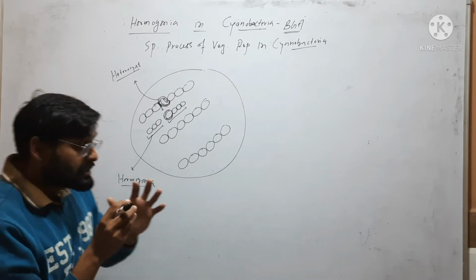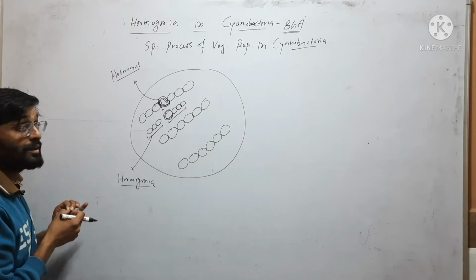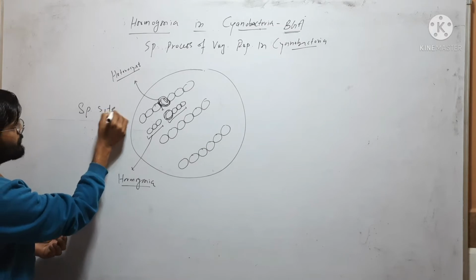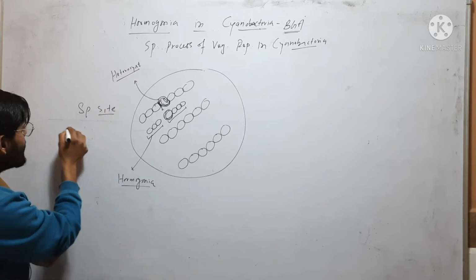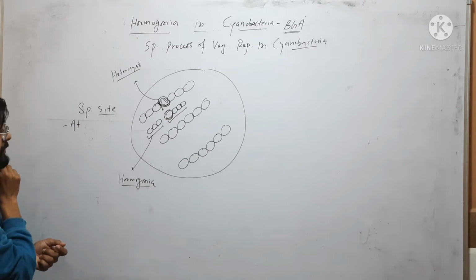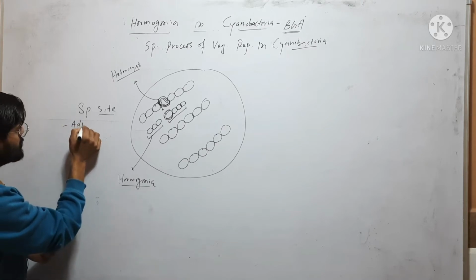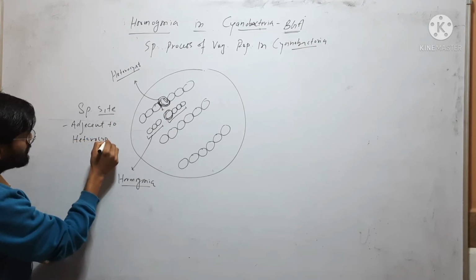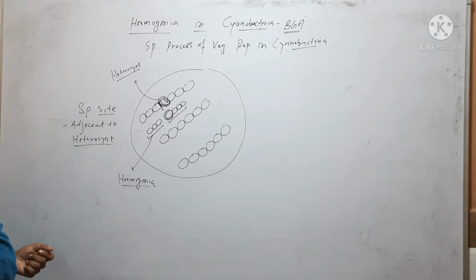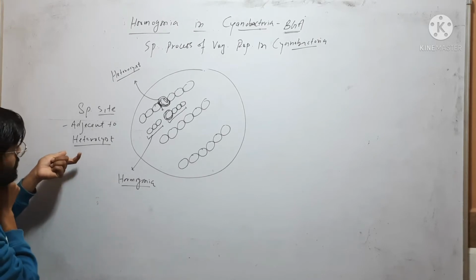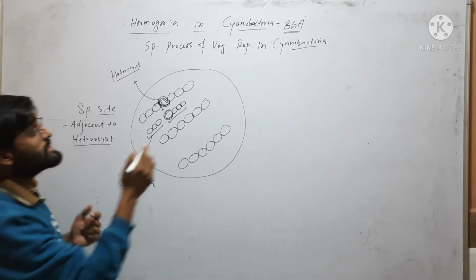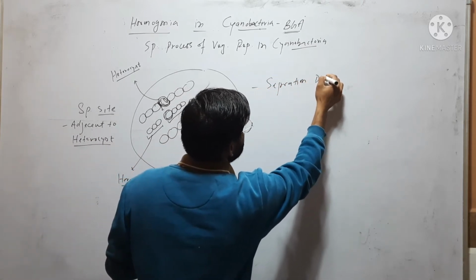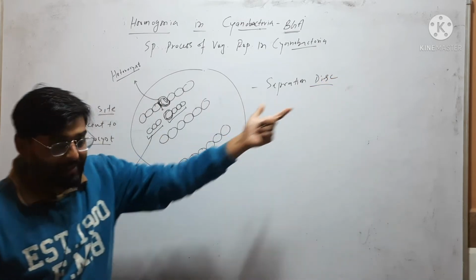So here simply breakage or fragmentation occurs at a specific site. On which site? Adjacent to heterocyst. Either this site will be adjacent to heterocyst or this site will be a separation disc. So we will discuss it later.